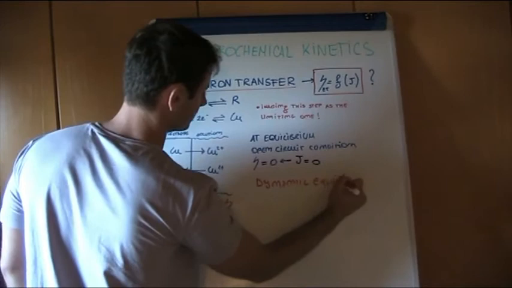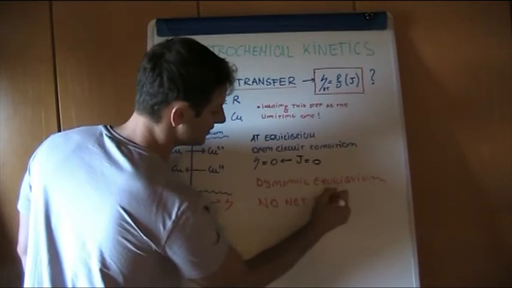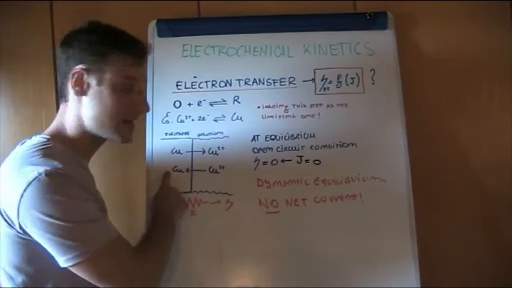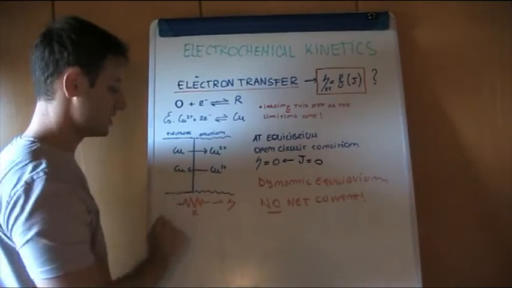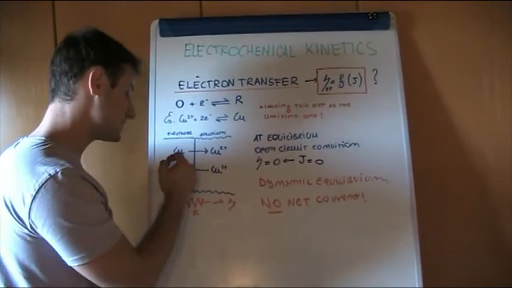What does it mean? That we are not able to observe any net current, so the current is zero, but only because the speed at which this species is transformed into this one is exactly the same as the speed of the transformation of this species into this one. So we have something that is actually occurring. For instance, copper 2 plus in this example is transformed into this one, but at the same time, with the same speed, this one is transformed into the other one. So the two processes are completely balanced.